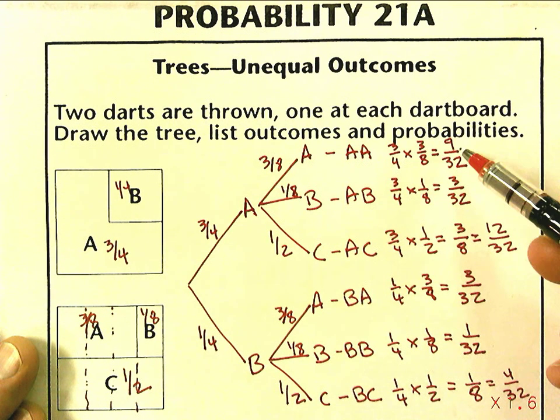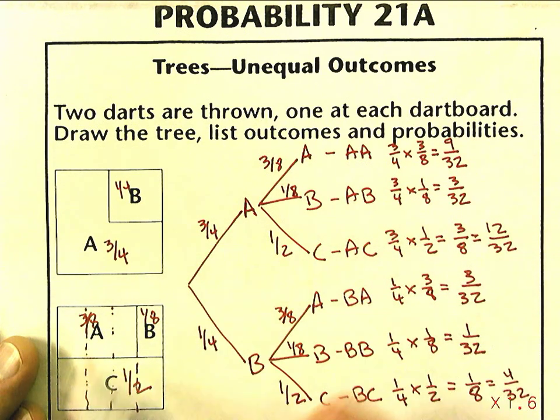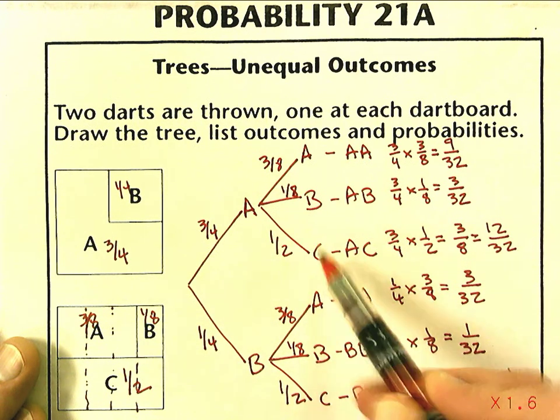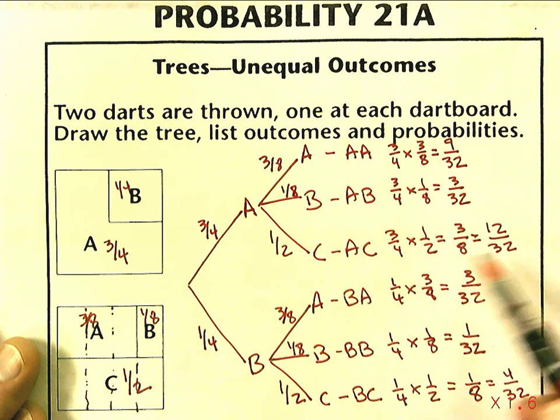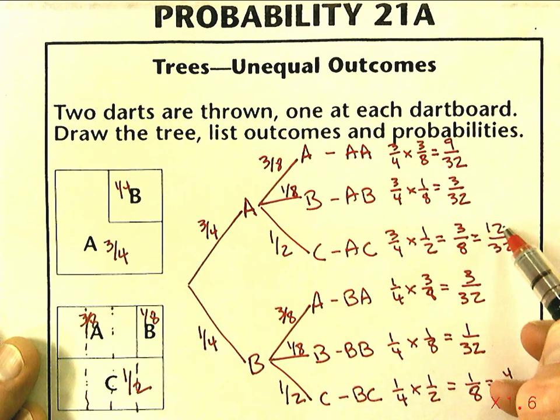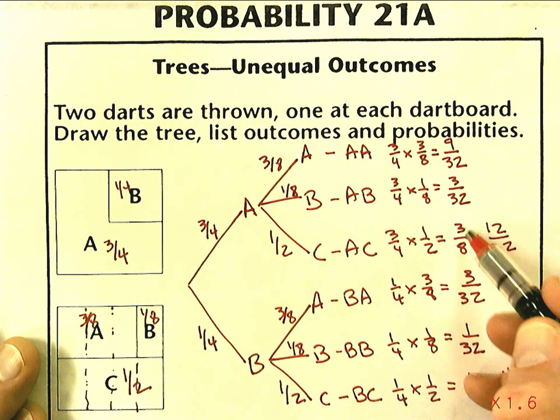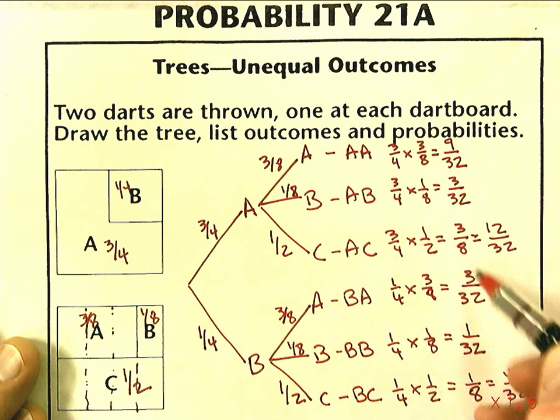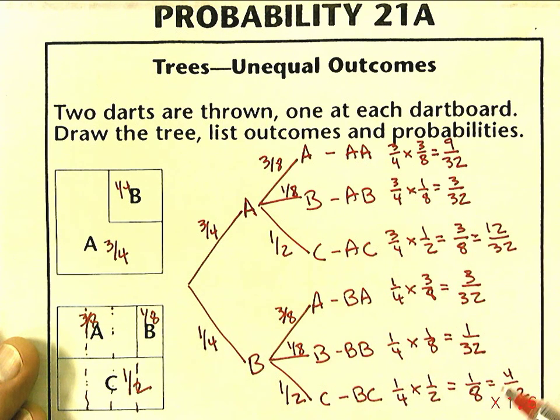So this shows that unequal probabilities lead to unequal outcomes. The most likely outcome in this case is going to be the A, then the C, because the fractions in those cases are that you can see the 12/32 is the most. 3/8 is more than any of the other fractions in this set. And so that's trees of unequal outcomes in the first example.